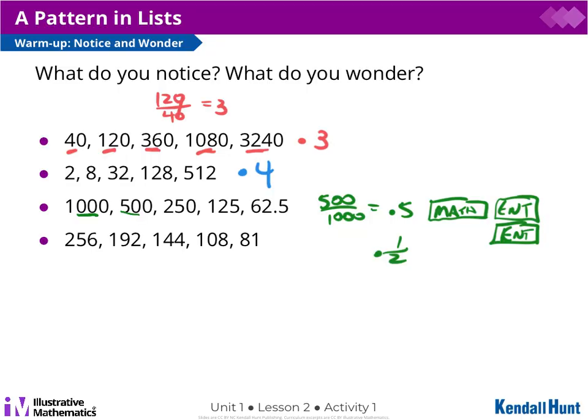And then for the final one, again, I'm not sure how to get from 256 to 192. I know it's going down. So what I'm going to do is 192 divided by 256. And this is going to give me 3/4. Well, what it's going to give you is 0.75.